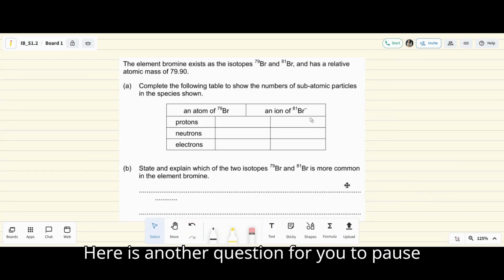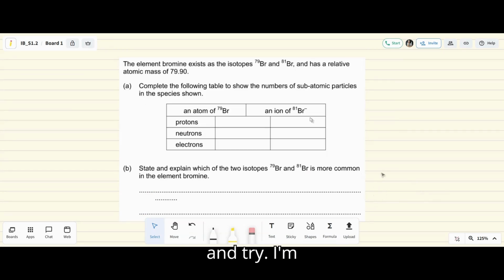Here is another question for you to pause and try. I'm sure by now you will get this. And that's the end of practice for structure 1.2, the nuclear atom.